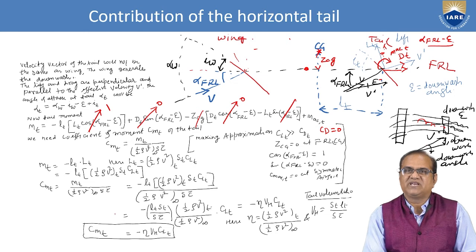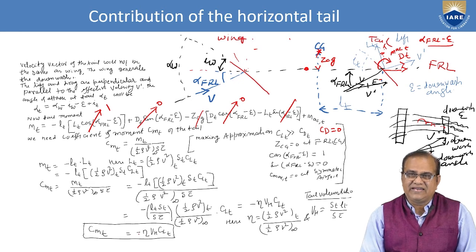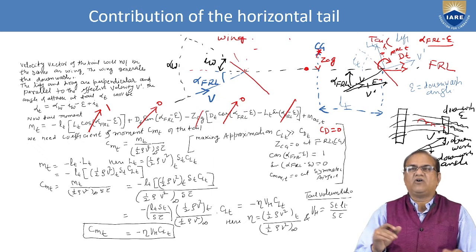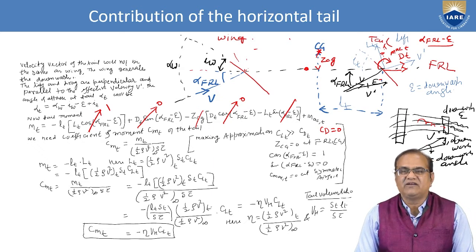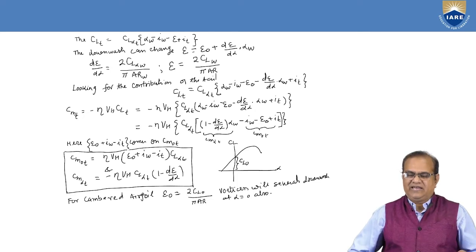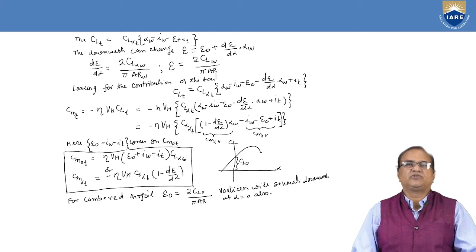So we have got here CMT, the coefficient of moment of the tail, is equal to minus neta VH CLT. Here CLT is the coefficient of lift for the tail, VH is the tail volume ratio, and neta is the dynamic efficiency of the system. So we have achieved this, and I have explained all the parameters involved. Now I want to further clarify this. In the previous equation we got the CLT.